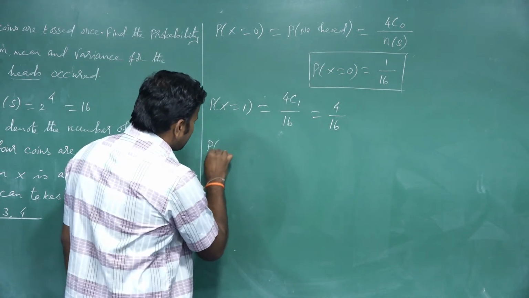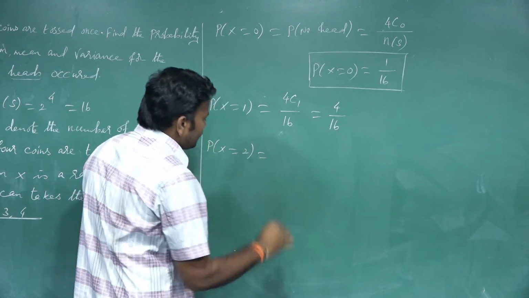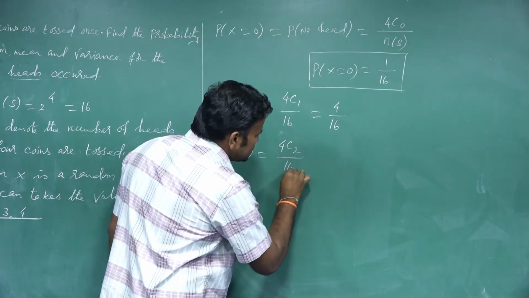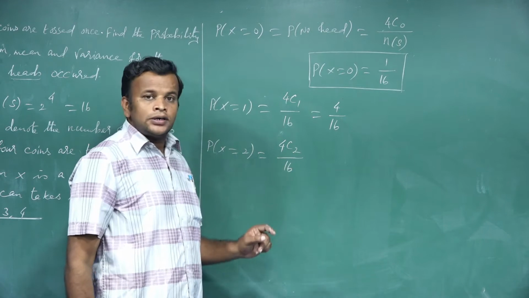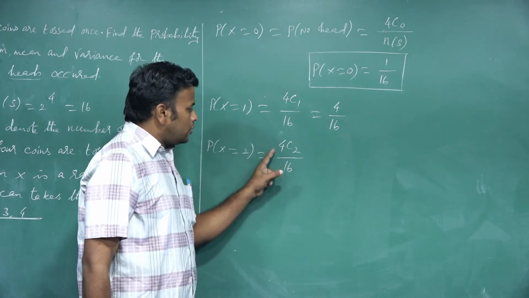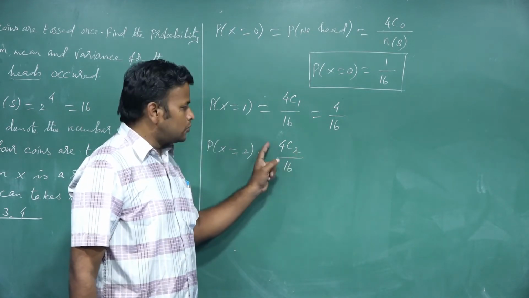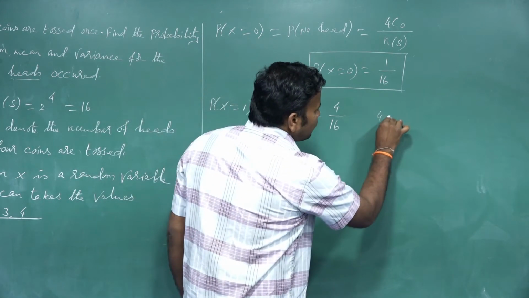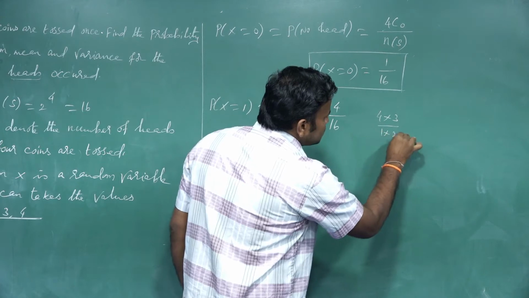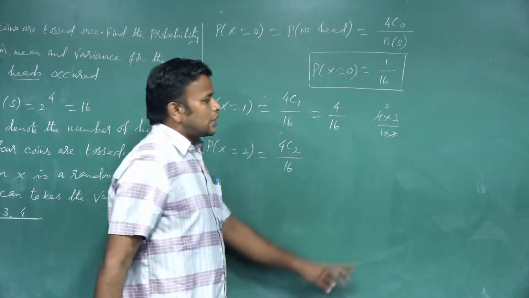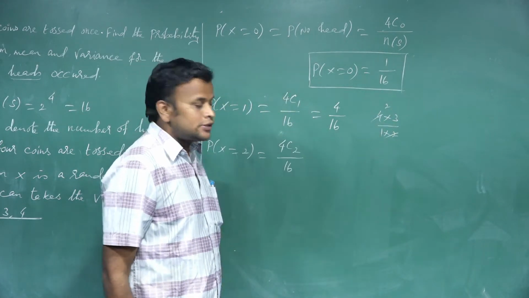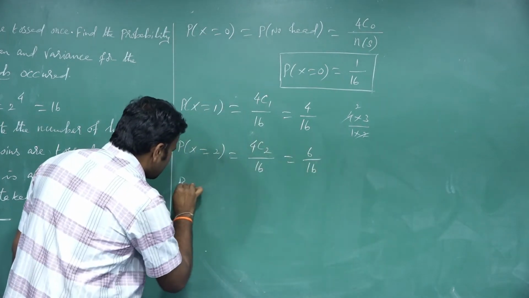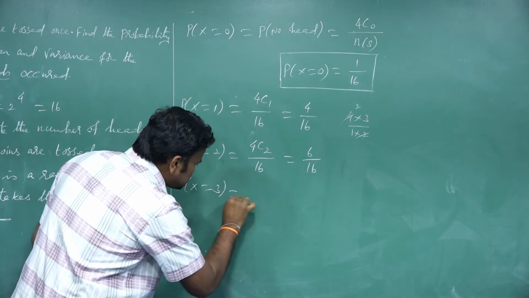Next, P(X = 2). 4C2 by 16. Why do I write 4C2 here? Out of 4 coins, we assume there will be 2 heads. So 4C2 by 16. The value of 4C2 is 4 into 3 by 1 into 2. There is a cancel in chances. So 2 threes are 6. It is 6 by 16. P(X = 3).